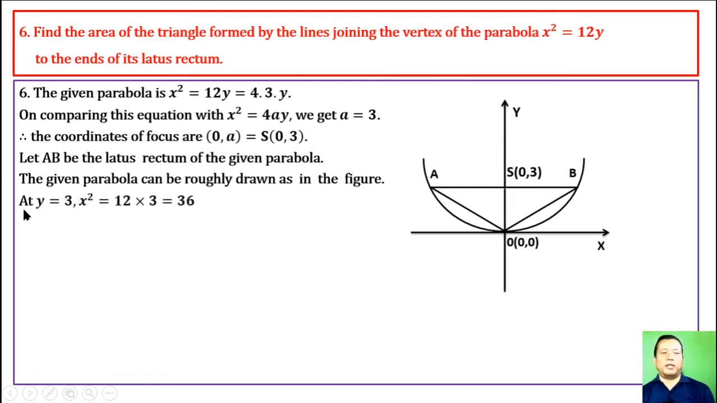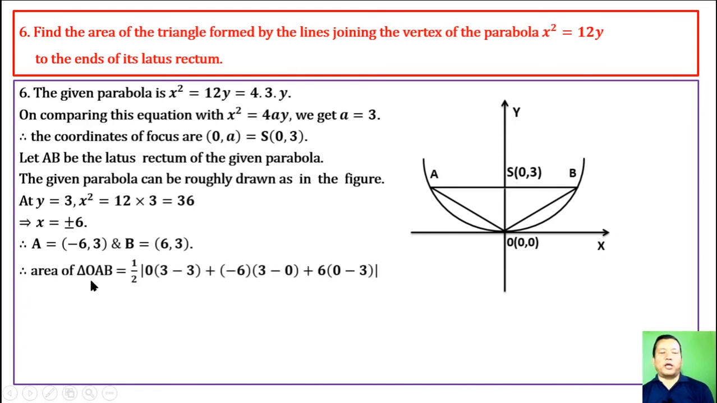As in the figure, let y equal to 3. At y equal to 3, x squared equal to 12 into 3, which is 36, gives x equal to plus minus 6. Therefore, A has coordinates (-6, 3) and B has coordinates (6, 3). Now we know the coordinates of A and B, along with O.